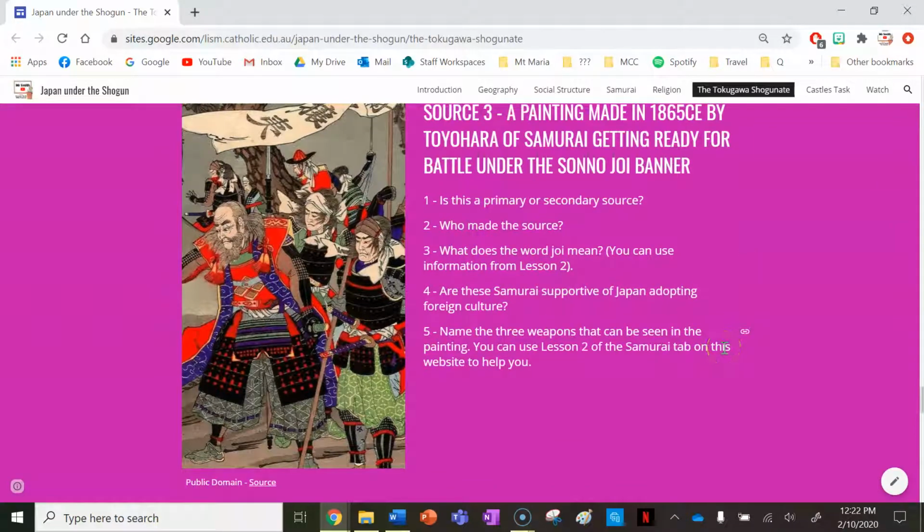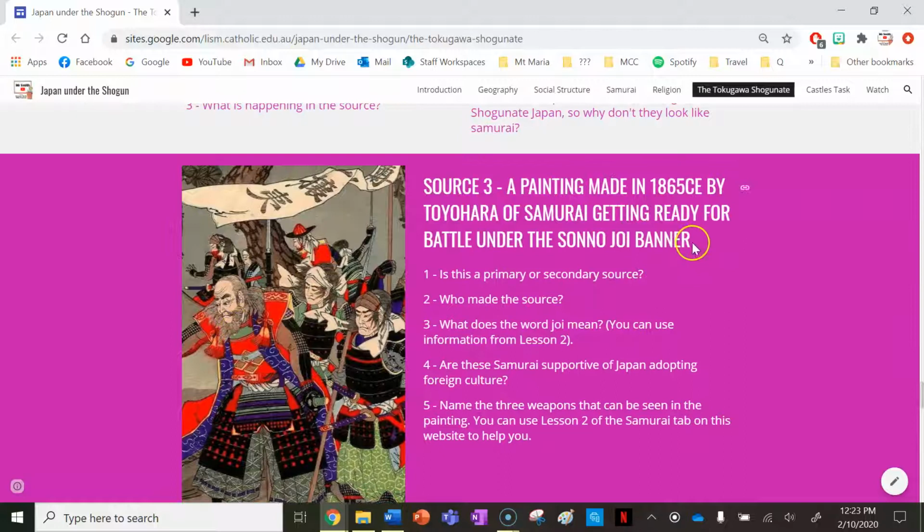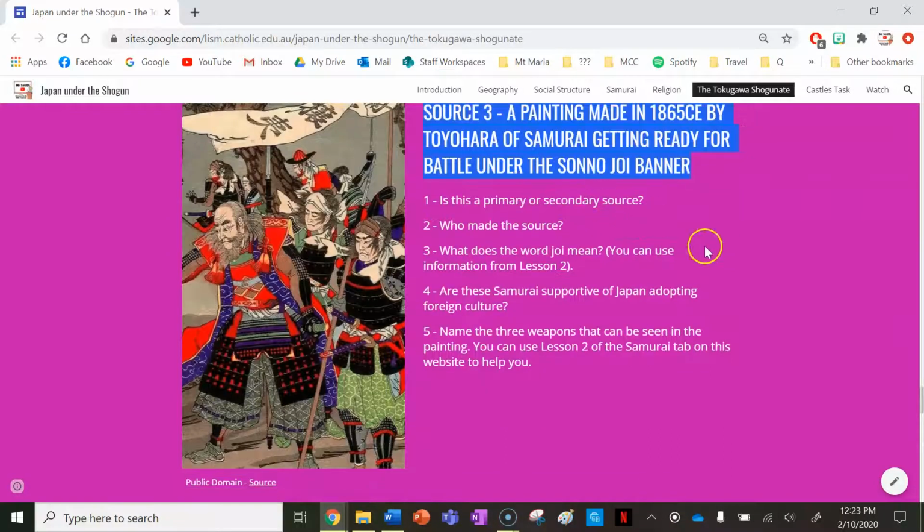Source 3 is a painting made in 1865 CE by Toyohara of samurai getting ready for battle under the Sonno Joi banner. So number 1, is this a primary or secondary source? Have a think about it. Look at what the source is, what type of source it is, and make sure you give the description a good read. Number 2, who made the source?